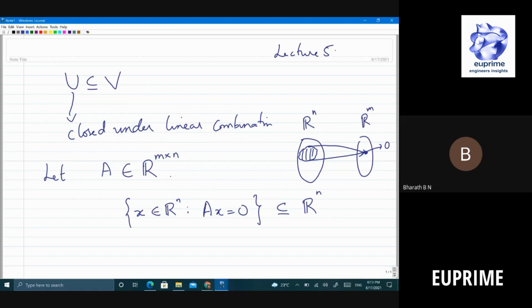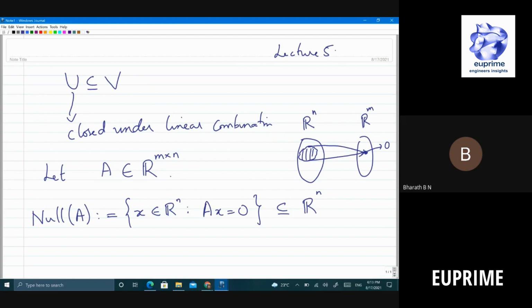So now let me give a name for this. It's called null of A, okay? Because it is those vectors that when operated by A will give me 0. That's why it's called null. Okay. So what can you say about this set?